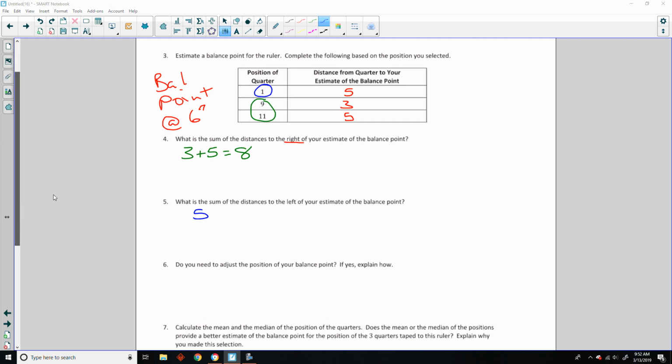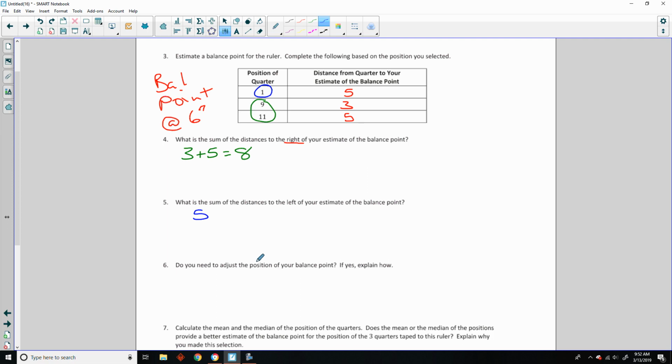Do you need to adjust the position of your balance point? And the answer is, using a balance point of 6, an adjustment is needed, so yes. Yours may be different if you chose a different balance point. The balance point is found by increasing the distances to the left and decreasing the distances to the right. So we want to add to the left and subtract from the right. So I'm just going to say that: by adding distances to the left and subtracting from the right.